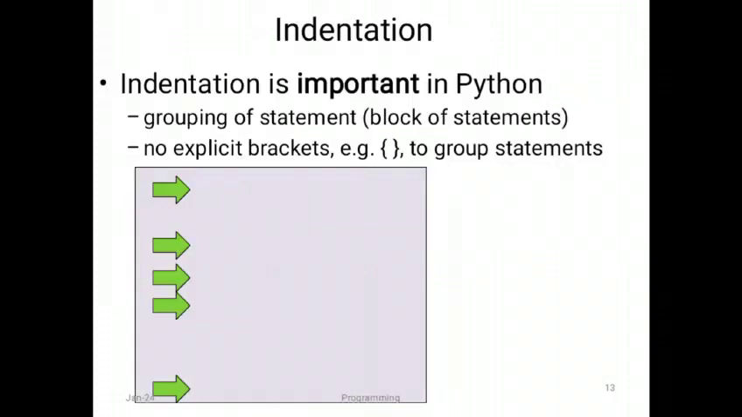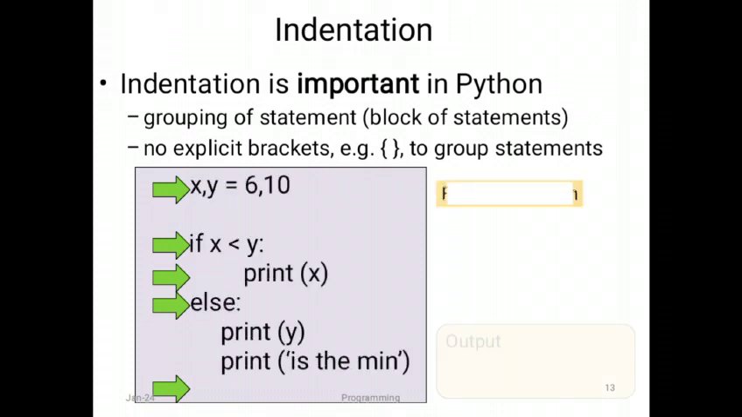Then indentation. Indentation is a grouping of statements with no explicit brackets to group statements. It is the particular spacing that is provided in Python. Here x comma y equal to 6 comma 10. If x less than y, print x. So here we need some indentation. In the else part, print y, print is the minimum.